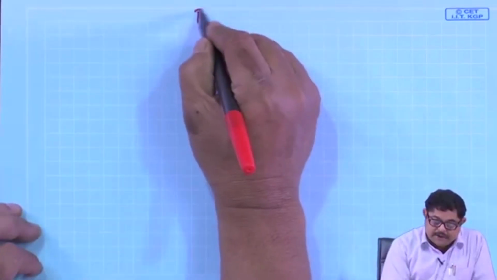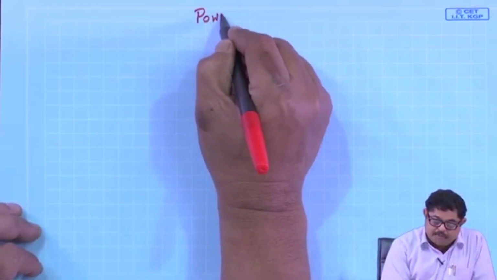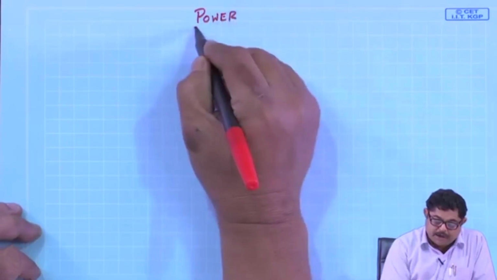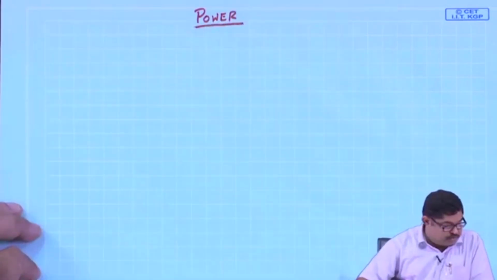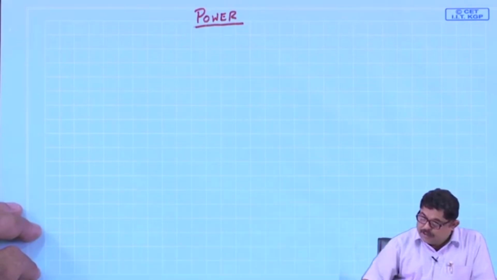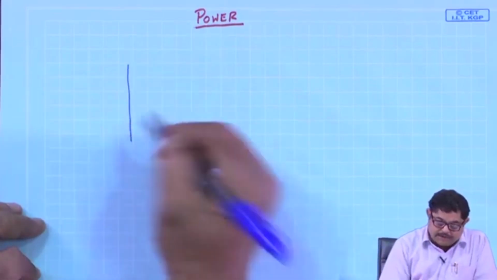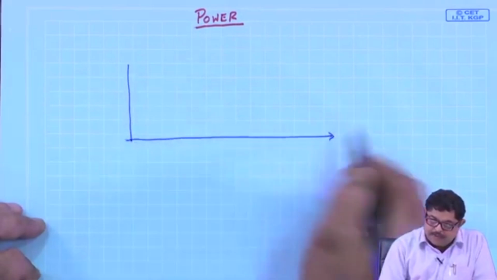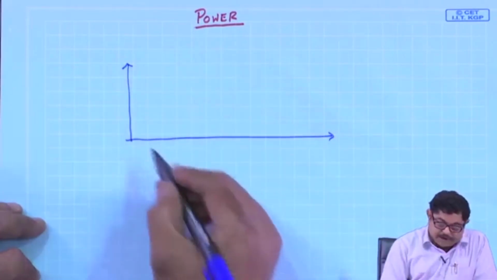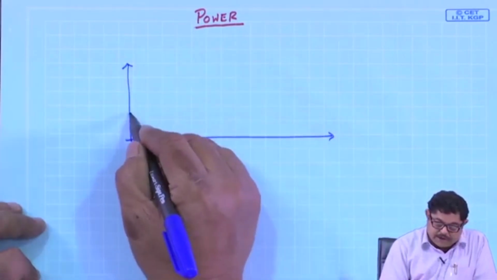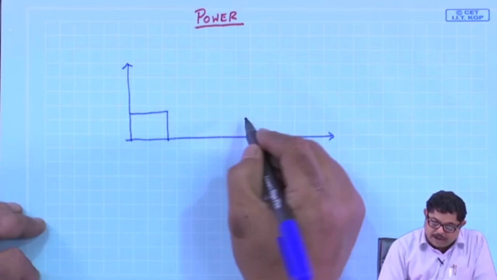So, let us come to the next thing, that is, what is the transmitted power of the radar. For that we have already seen this time domain picture of the transmitted pulse. So, we are sending pulses one by one.